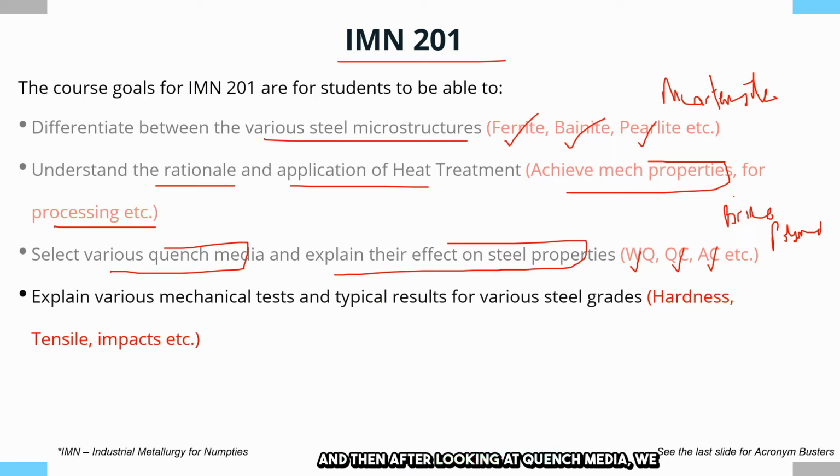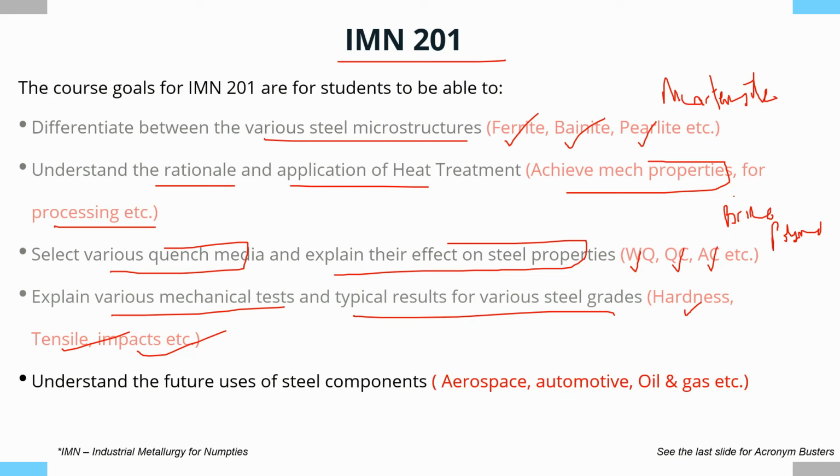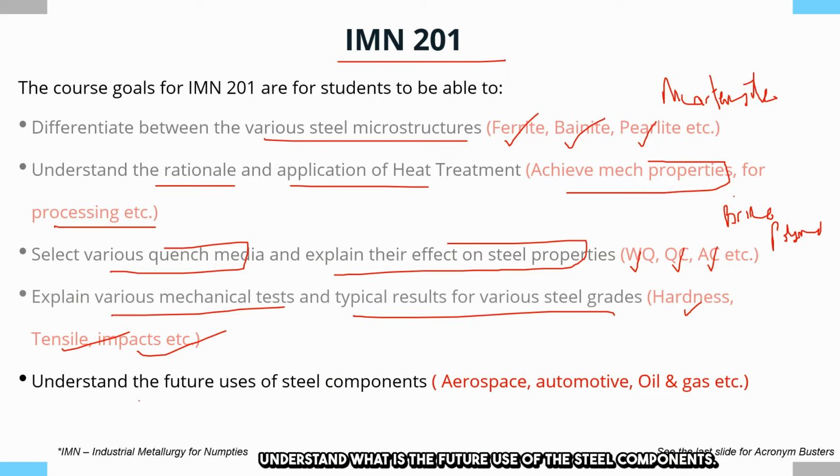And then after looking at quench media, we'll look at various mechanical tests and what typical results we expect for various steel grades. So we look at hardness, tensile, impacts, and other specialized testing as well. And then finally, to wrap it all up, we need to understand the future use of the steel components. So we look at various applications such as aerospace, what steel components we use and what kind of finishing processes take place, automotive, oil and gas, and power generation as well.